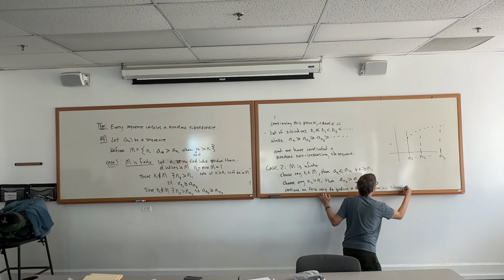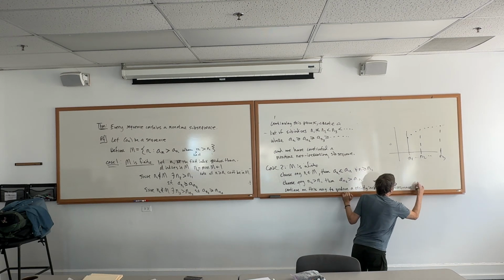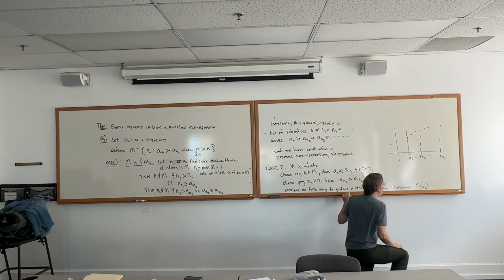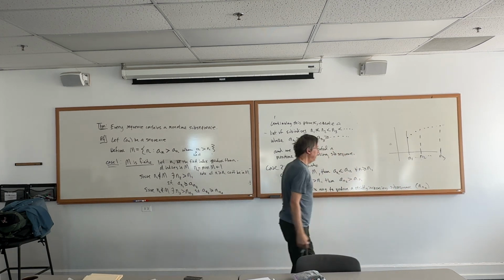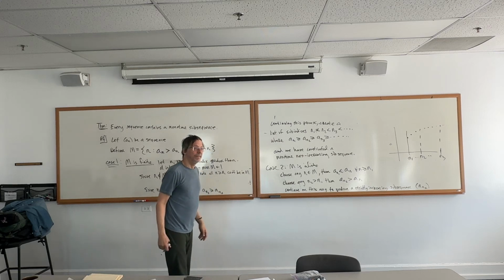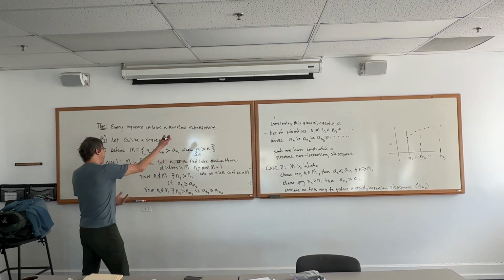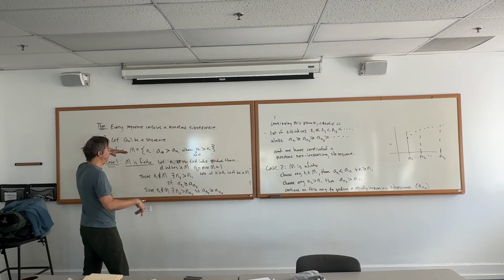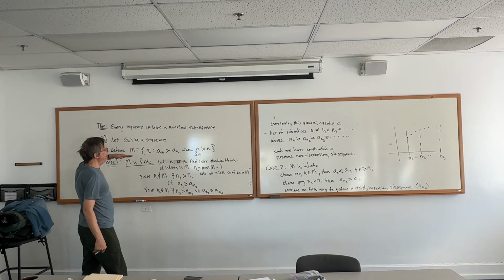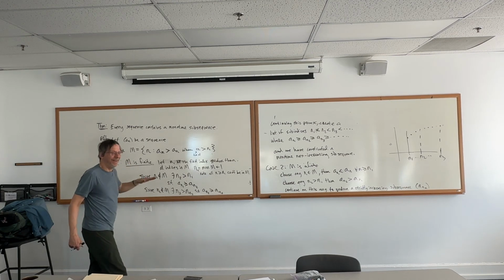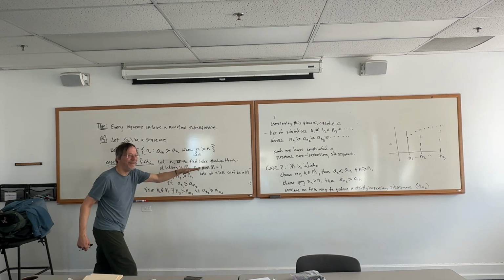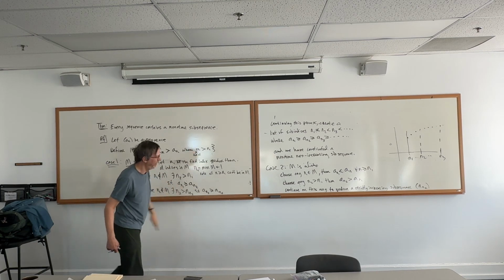subsequence, A sub n k. Monotone. So when M is infinite, we've got a monotone strictly increasing subsequence. When M is finite, we've got a monotone non-increasing one. That's got the constant cases in it, and it's got the decreasing cases in it.